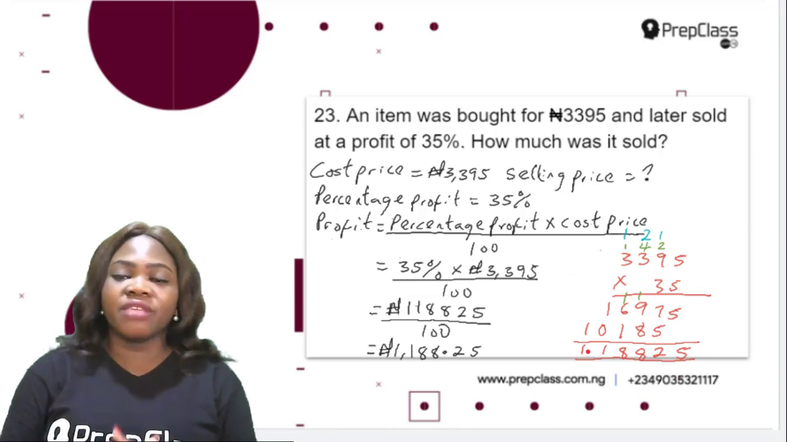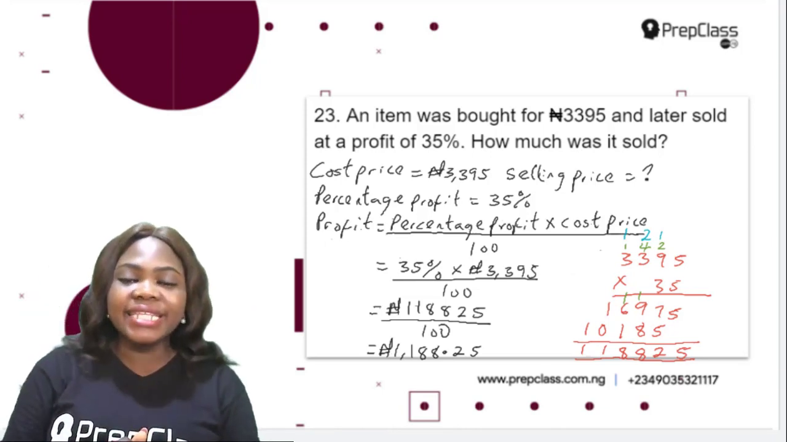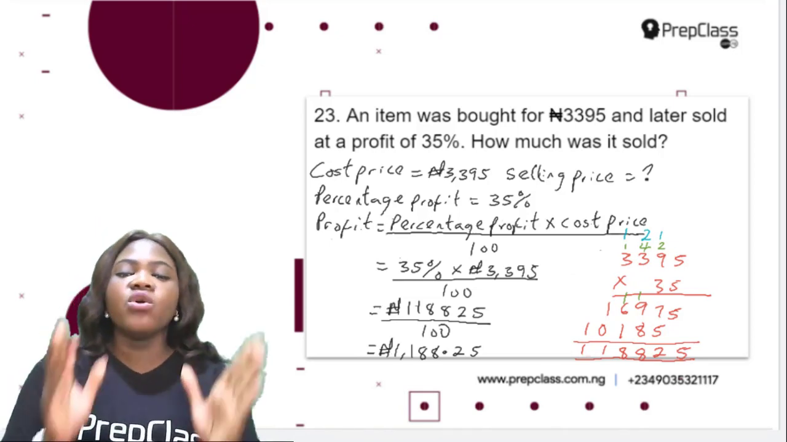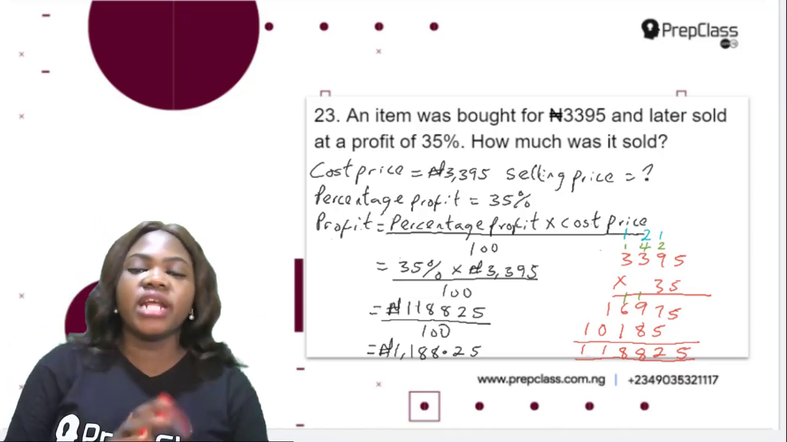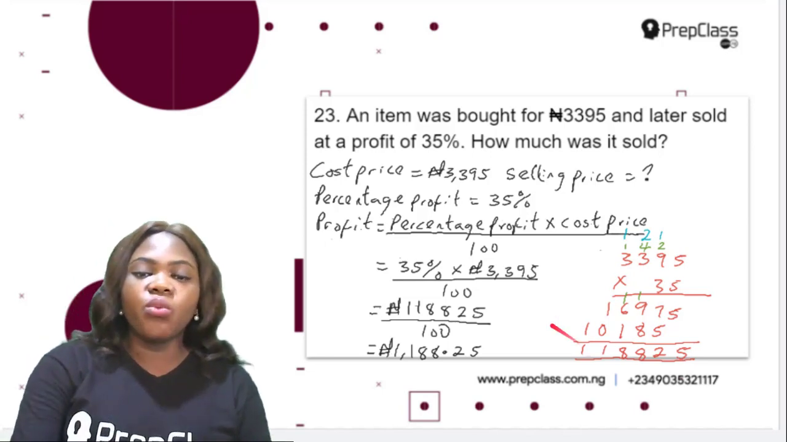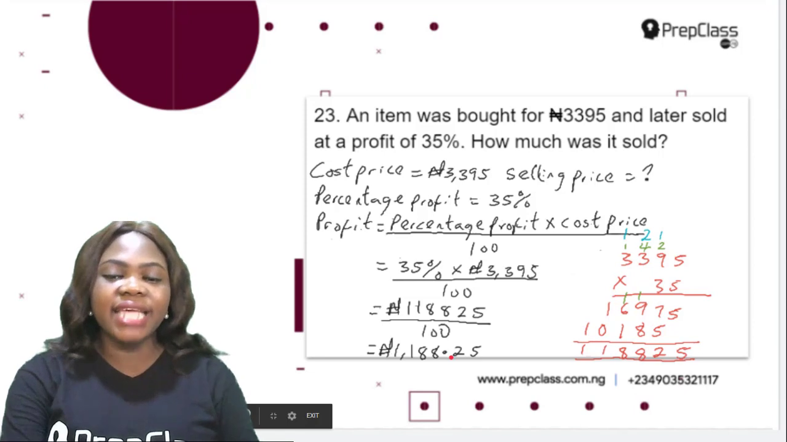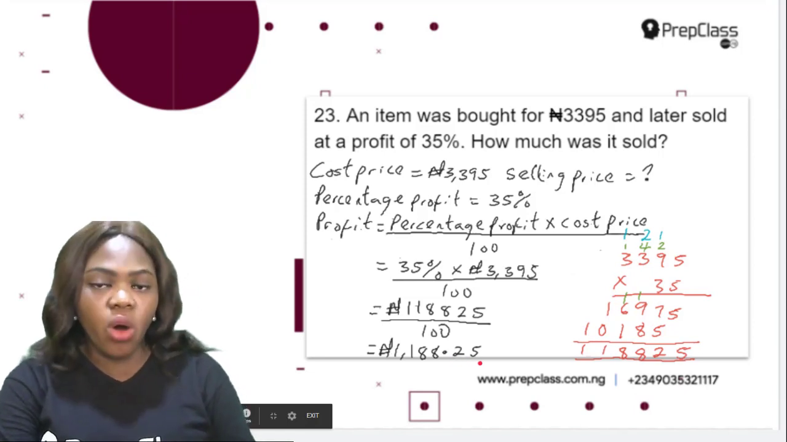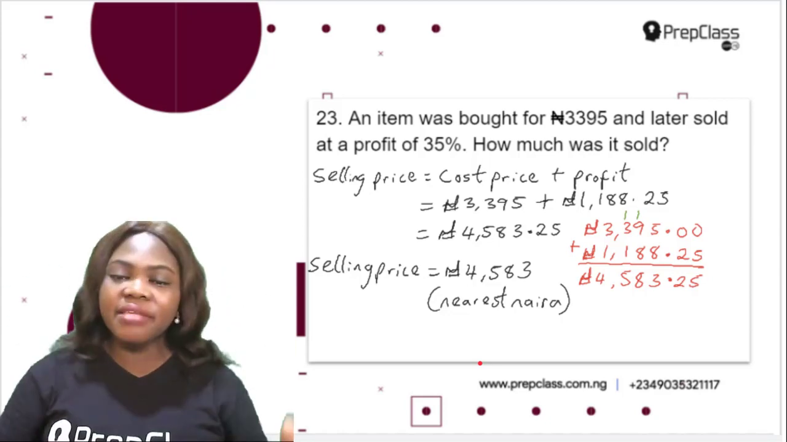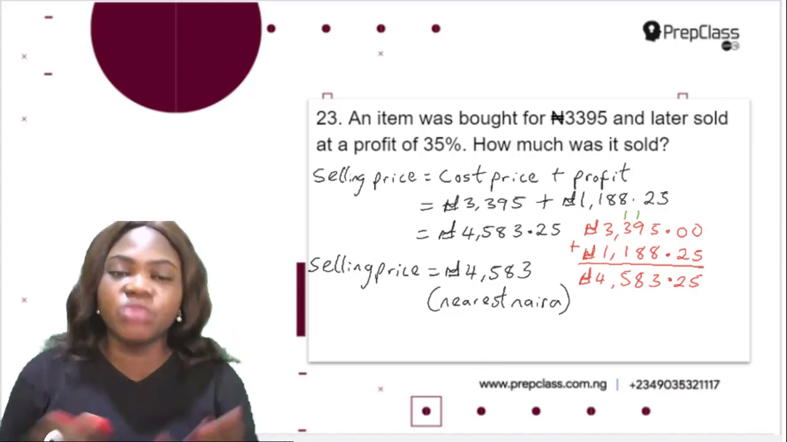3,395 naira multiplied by 35% is 118,825 naira. So we now have 118,825 naira divided by 100, okay, which is 1,188 naira 25 kobo. Okay, we are still not through because we are asked to find the selling price. How much was the item sold?